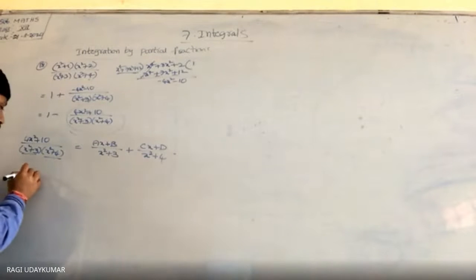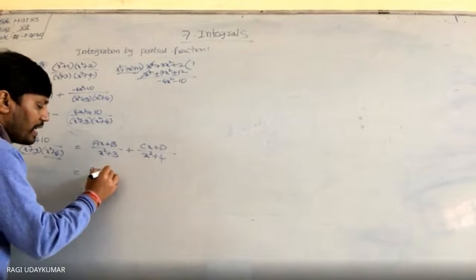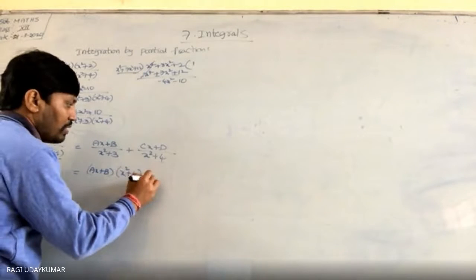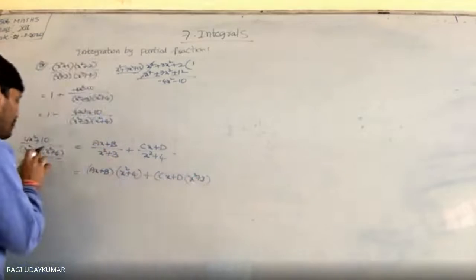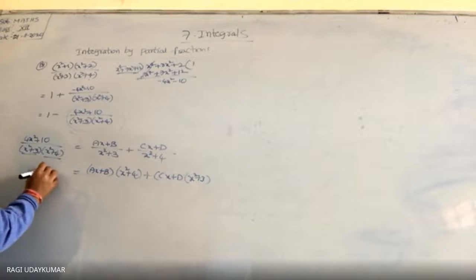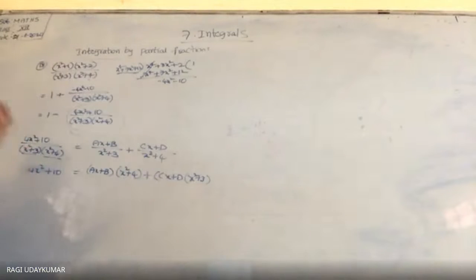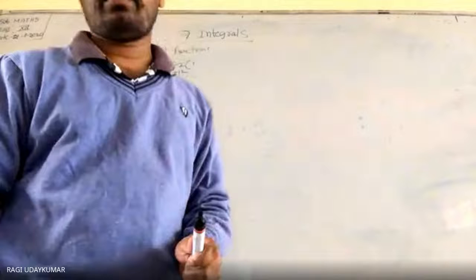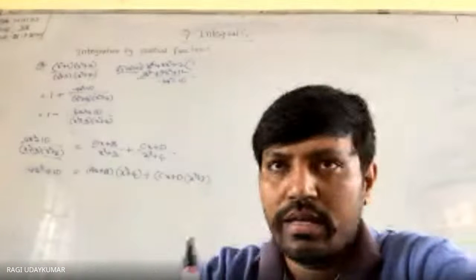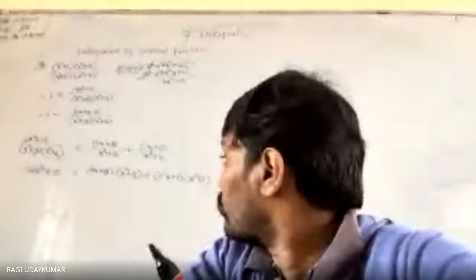Now the left-hand side 4x square plus 10 will come the same. So in the numerator, ax plus b into x square plus 4 plus cx plus d into x square plus 3; the denominator will be the same. So this will be equal to 4x square plus 10. Now multiply, compare coefficients, find out the values of a, b, c, d, and substitute them here. That is the only difference in this problem. Multiply this, and a, b, c, x power 4, x cube.